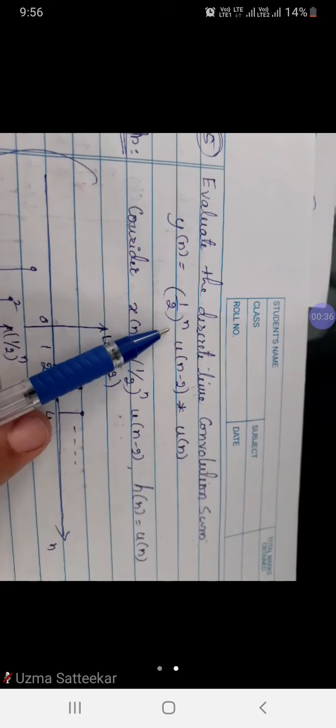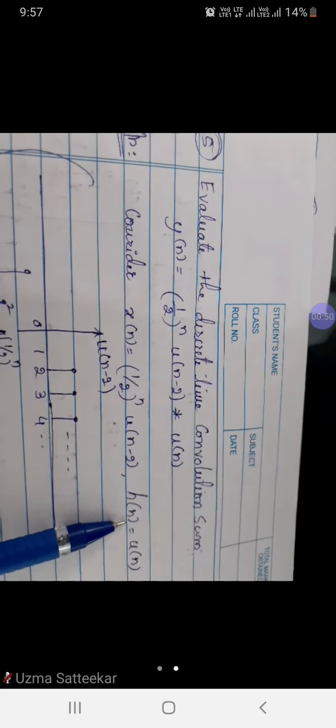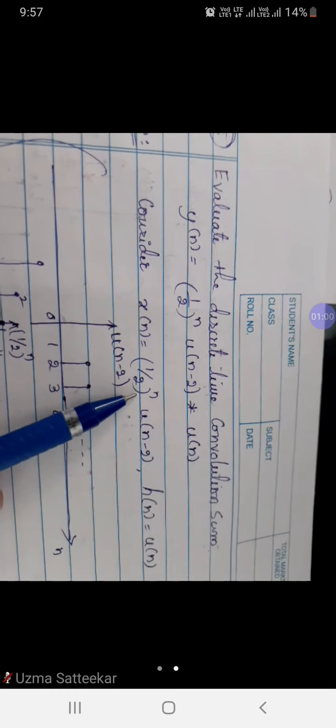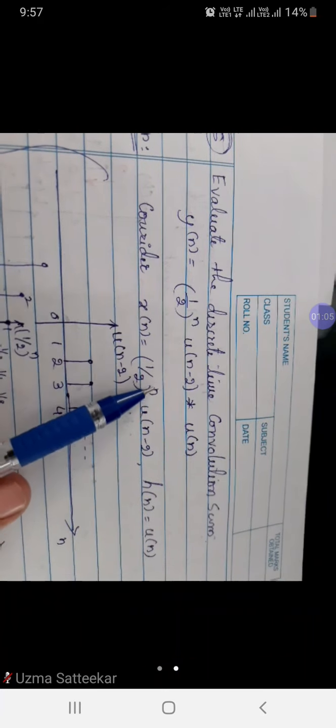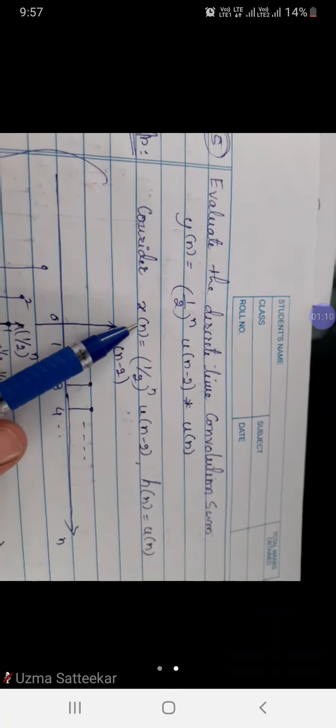The very first thing is we need to consider the given question in the form of two signals. We will denote the first signal as x of n and the second signal as h of n. After this, we will try to draw these two signals. If you observe the first signal x of n, it has two parts, half raised to n into u of n minus 2. So we will draw both the signals, then multiply them to get x of n.